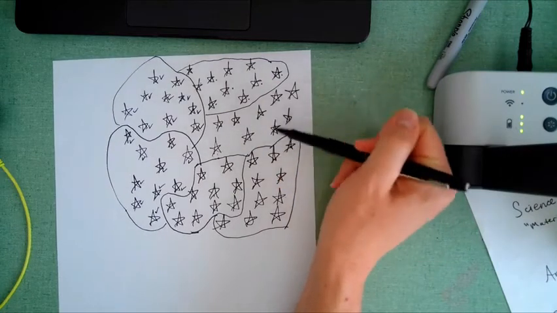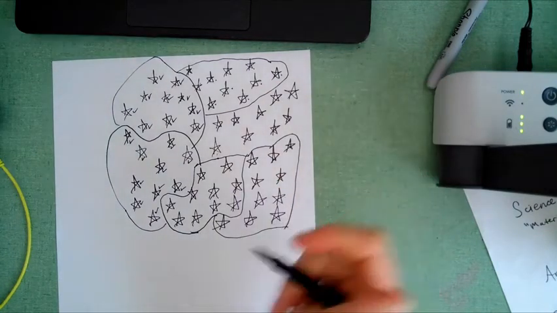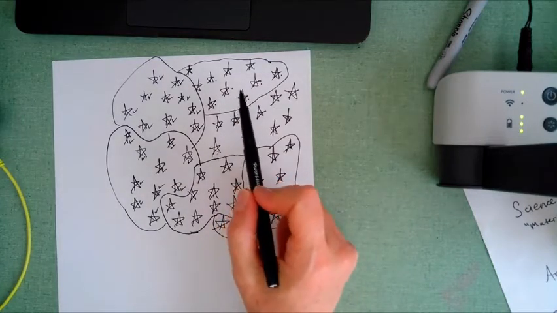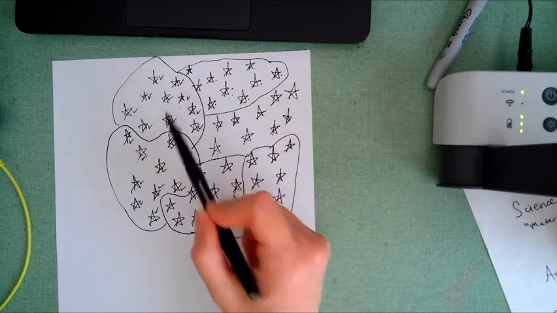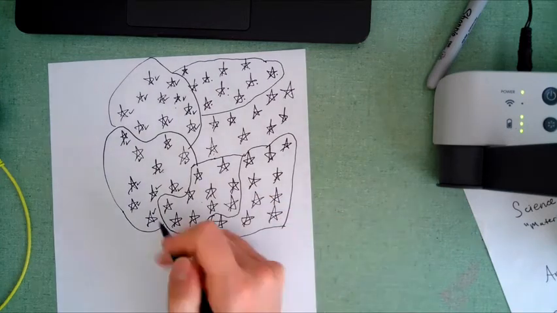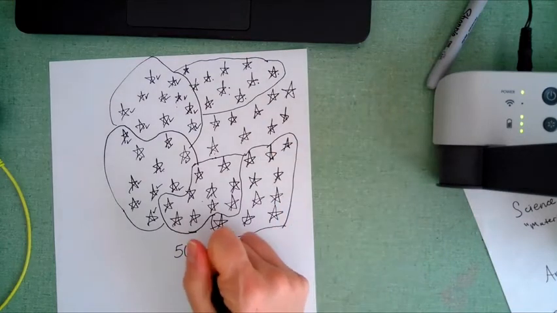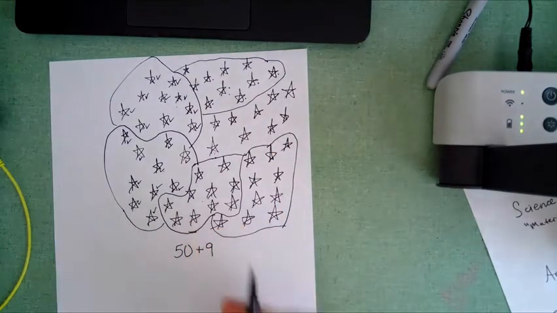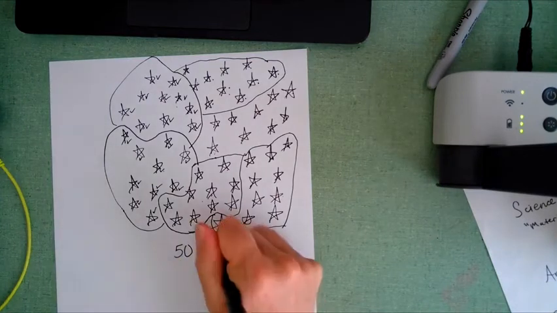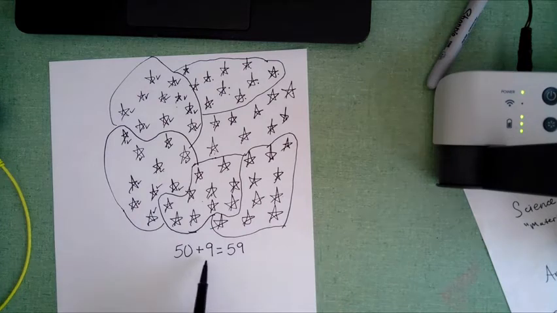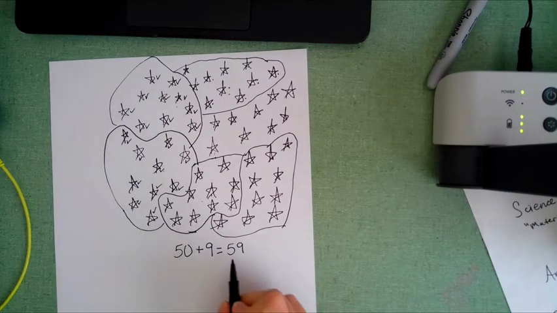1, 2, 3, 4, 5, 6, 7, 8, 9. 9. So now I'm going to write down 10s and 1s. 10, 20, 30, 40, 50. And then I remember there were 9 1s. I'm going to write 50 plus 9. And that answer is 59. This is called expanded form when we separate out our 10s and our 1s. And then I have my total, 59.